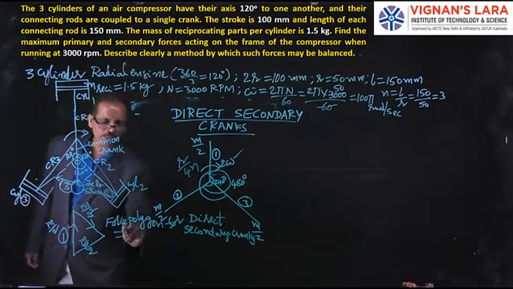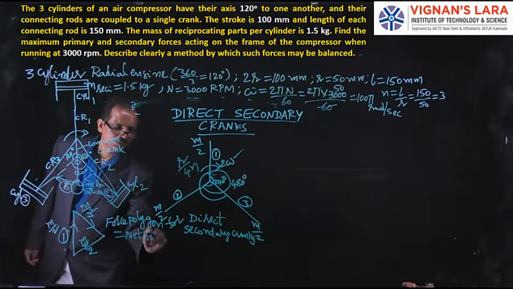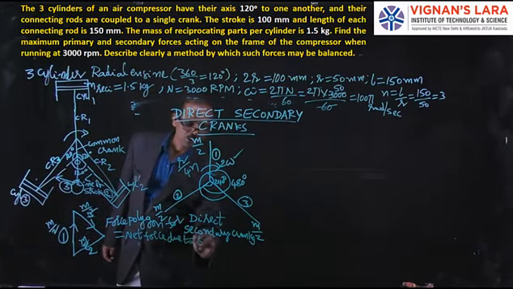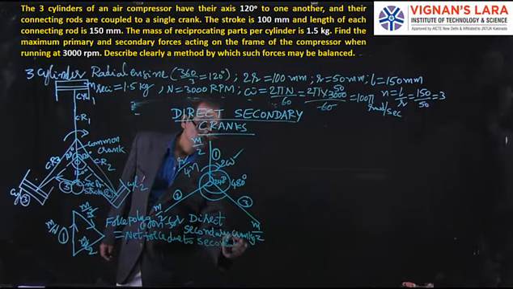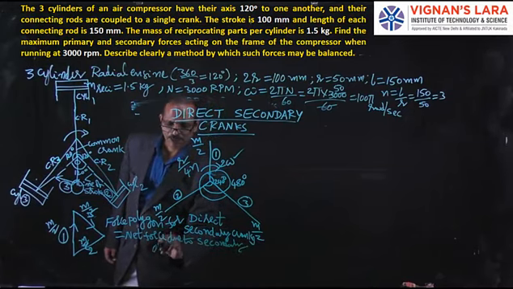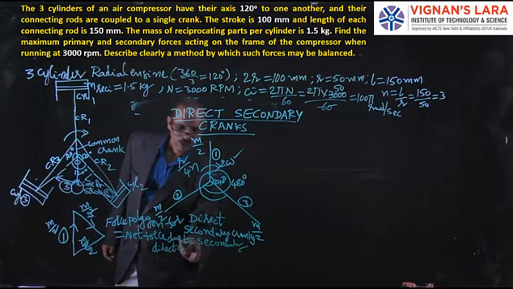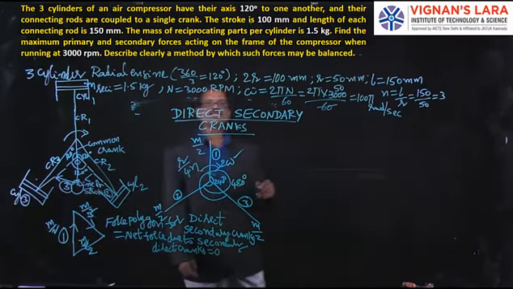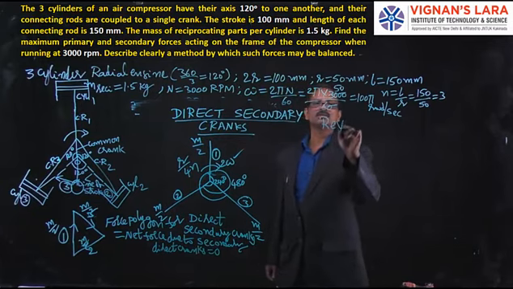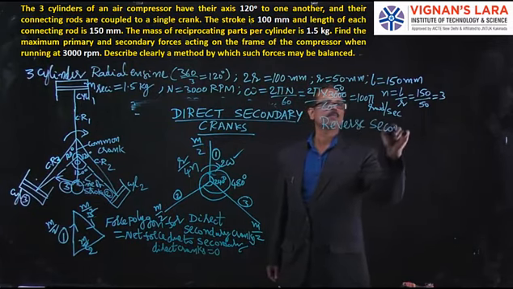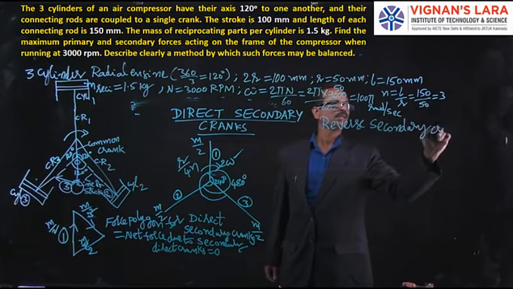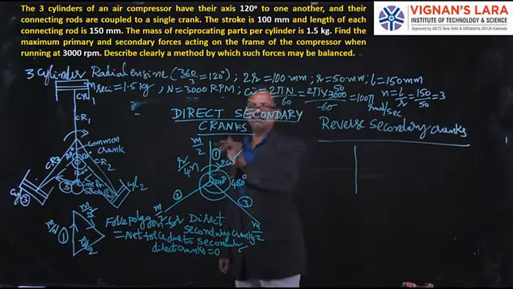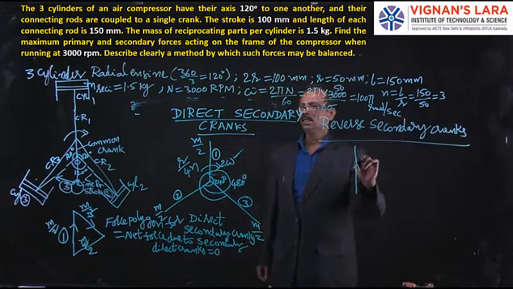Then the net force due to secondary direct cranks is 0. Then what about reverse cranks? Reverse secondary cranks. So even if you reverse it, one will be there only, that is m by 2.